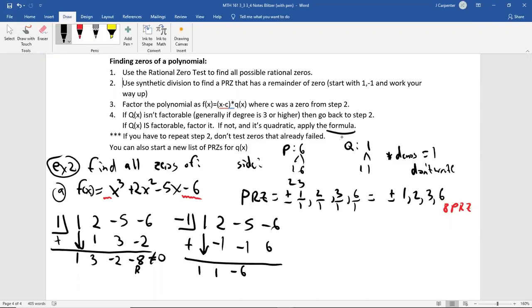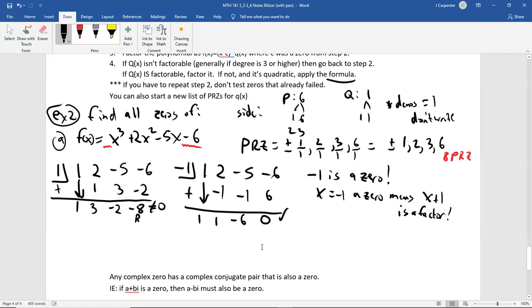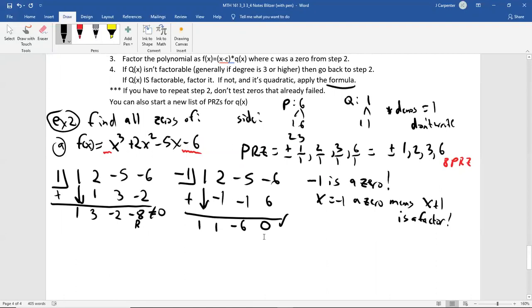-6 times -1 is +6. And then -6 plus 6 is 0. And that is what we want to see. That tells us, because -1 being plugged into a synthetic division spits out a 0 remainder, that means that -1 is a zero. If x equals -1 is a zero, that means that x plus 1 is a factor. And that's what we really need. So this is going to drive us forward. So that tells us that our original function is divisible by x plus 1.